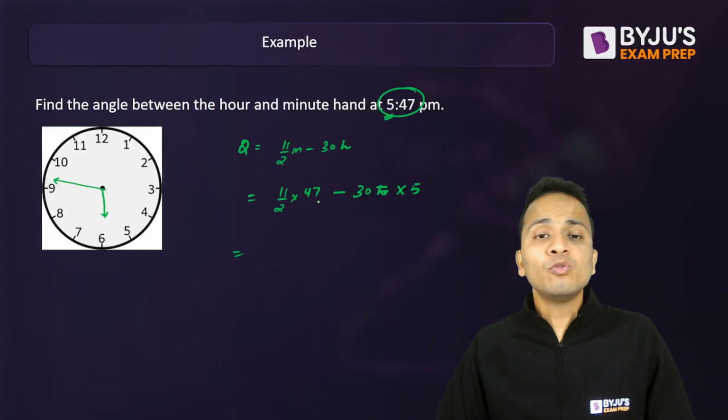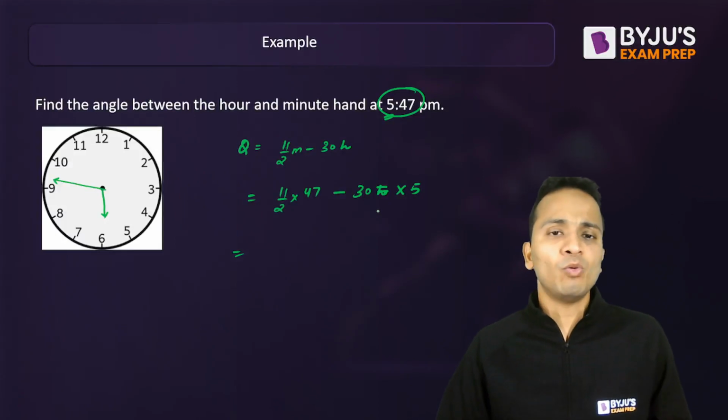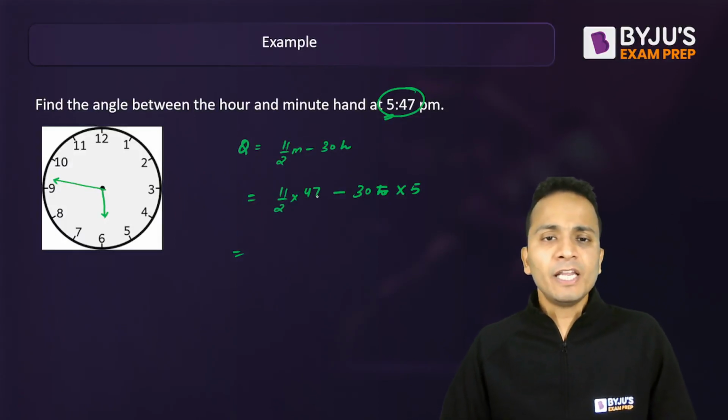So 11 into 47 divided by 2 minus 30 into 5. This is what we have to calculate and we'll get the value of the formula. So let's multiply 11 into 47. So 470 plus 47 is 517, divided by 2, minus 150. So 517 divided by 2 will be 258.5, minus 150. So 258.5 minus 150 will be 108.5.